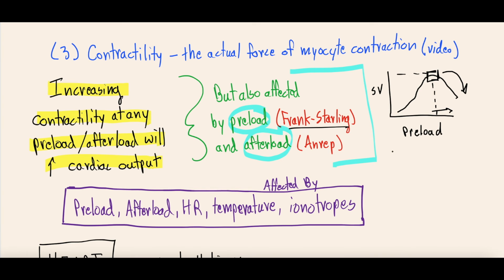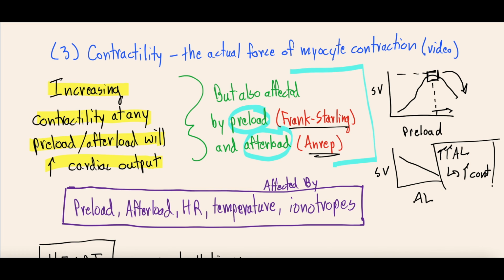And then we talked about afterload. I'm just going to say AL, afterload, and this is stroke volume. And we said that in general, as the afterload increases, the stroke volume decreases, except with this Anrep effect, which is an acute increase in afterload can actually lead to an increase in contractility to kind of compensate for that in the healthy heart. But the contractility is very much affected by the preload and afterload. Doing things to the preload and afterload can change the contractility, although if you were just to increase the contractility, not changing preload or afterload, you would increase your cardiac output.